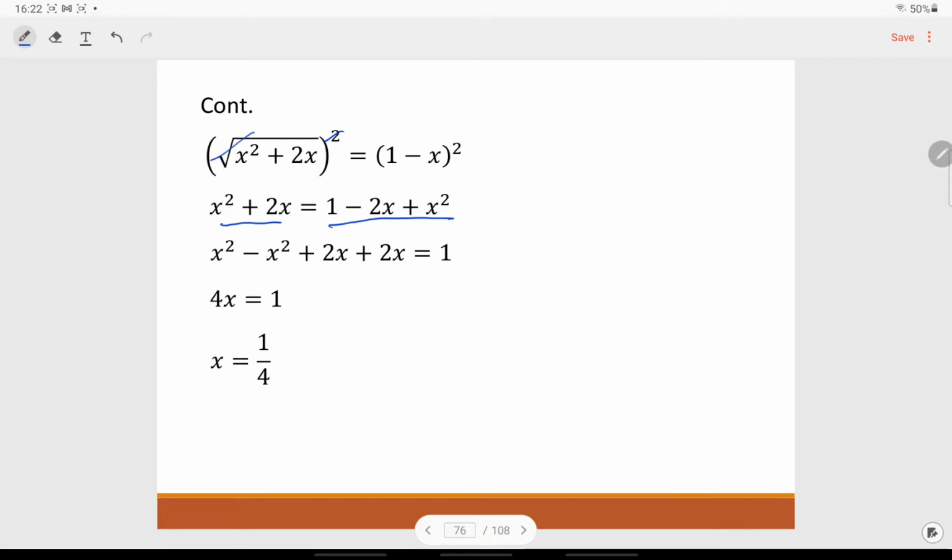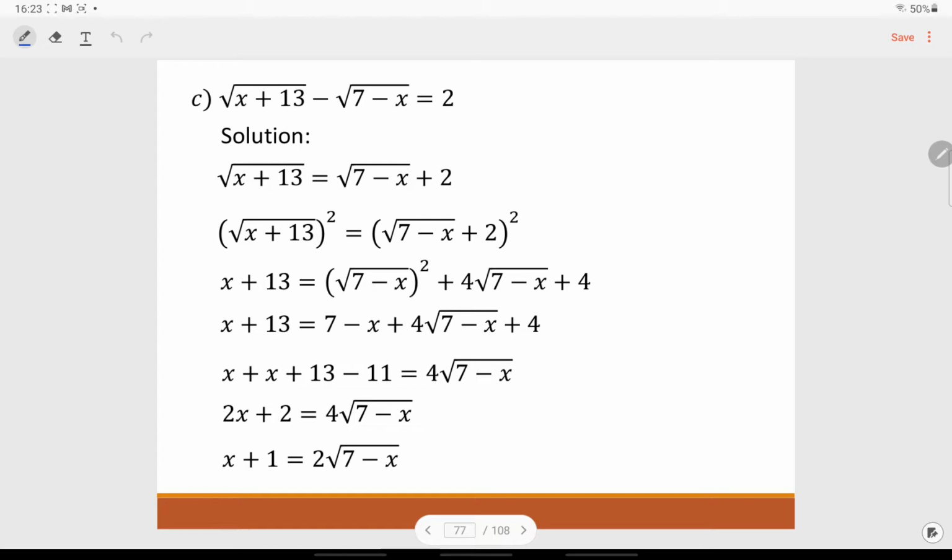Okay, so there is no more radical sign, so it's very easy for us to solve for x. So we just solve for x. Finally we come out with the answer x equal to 1 over 4. Okay, no need to verify because this is the only answer.